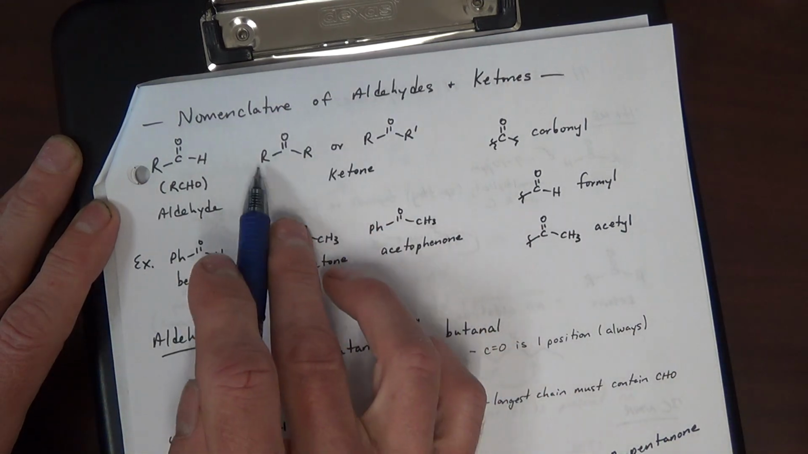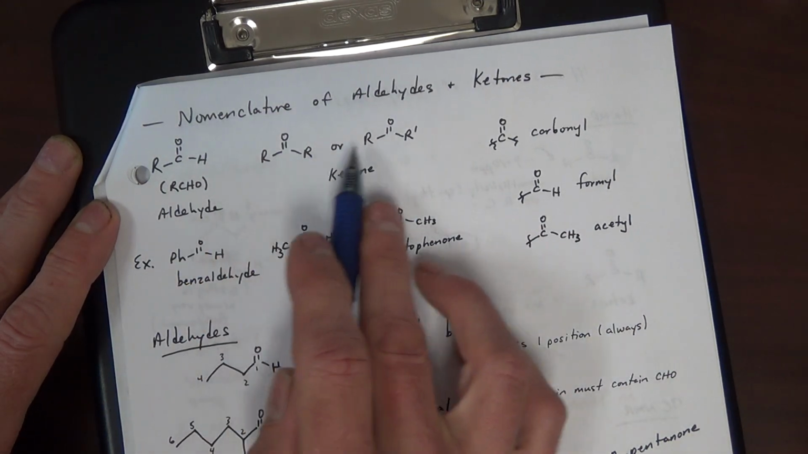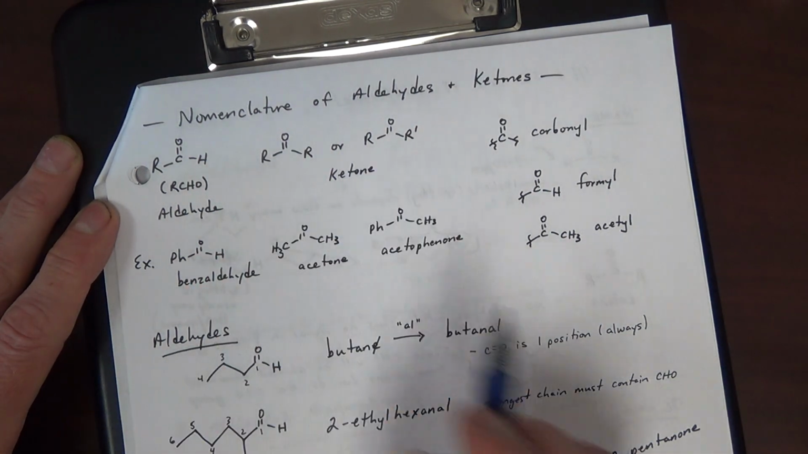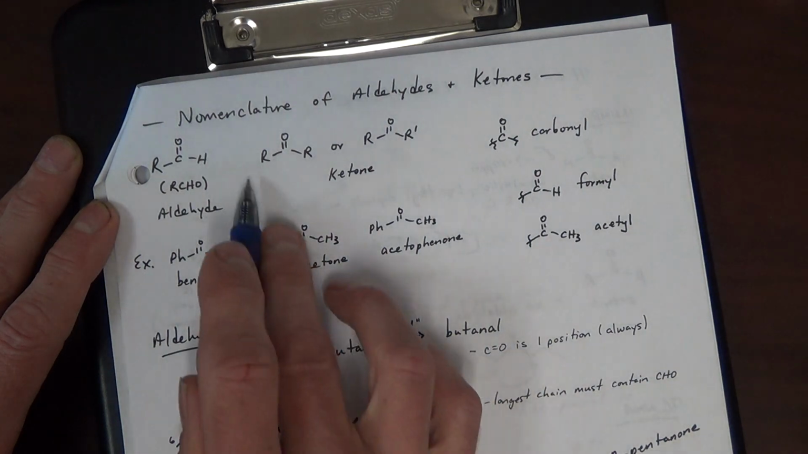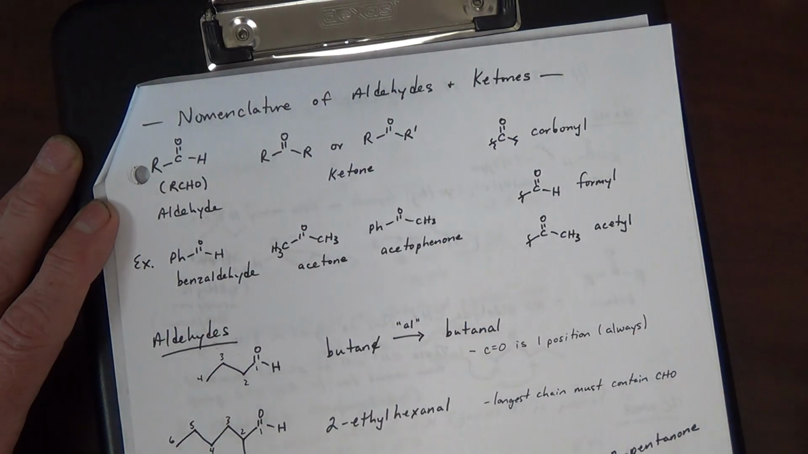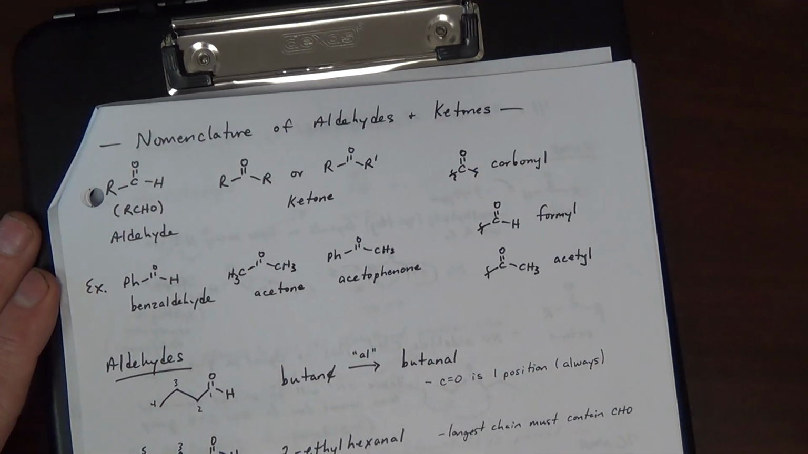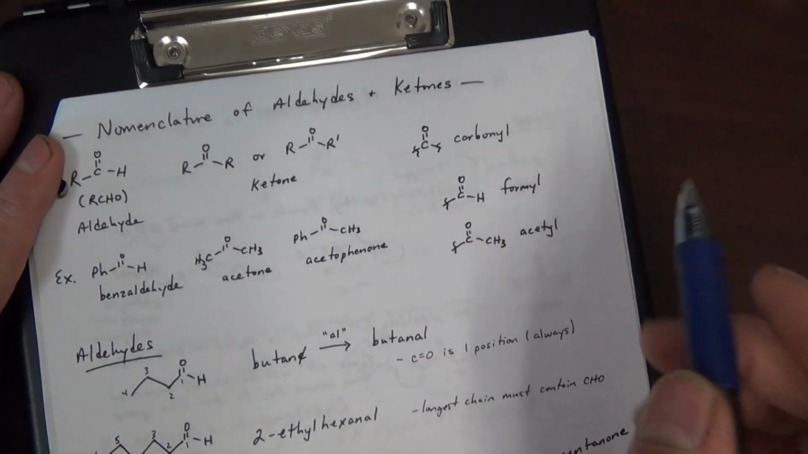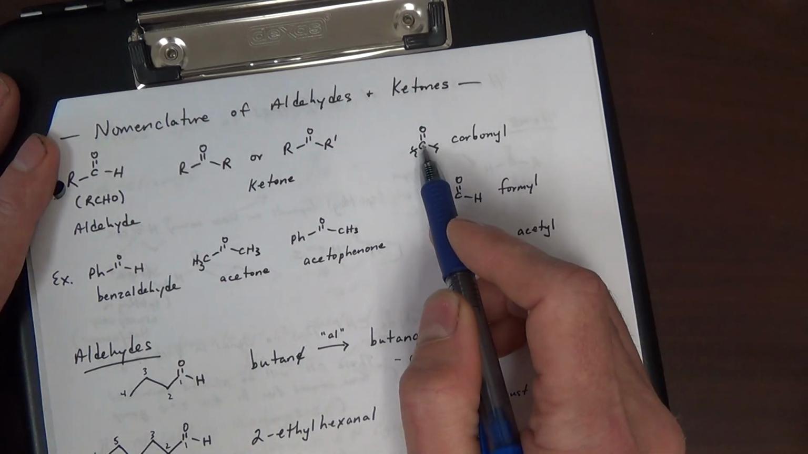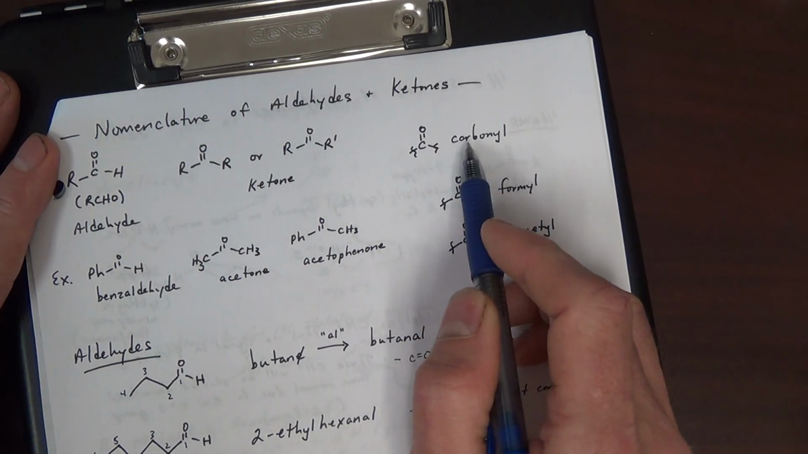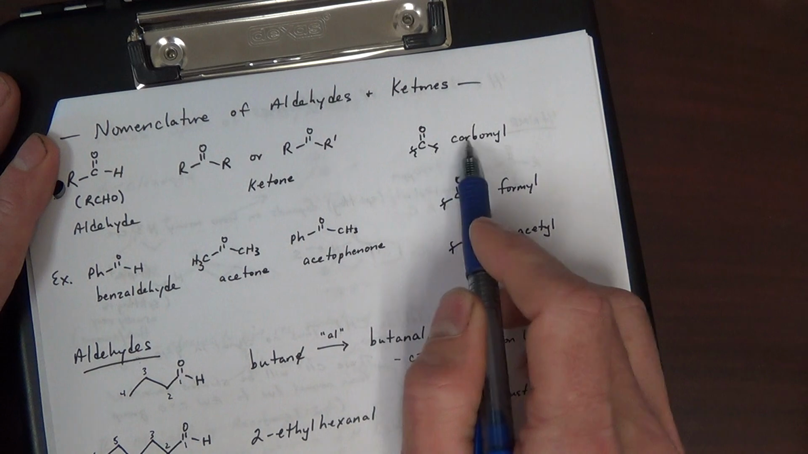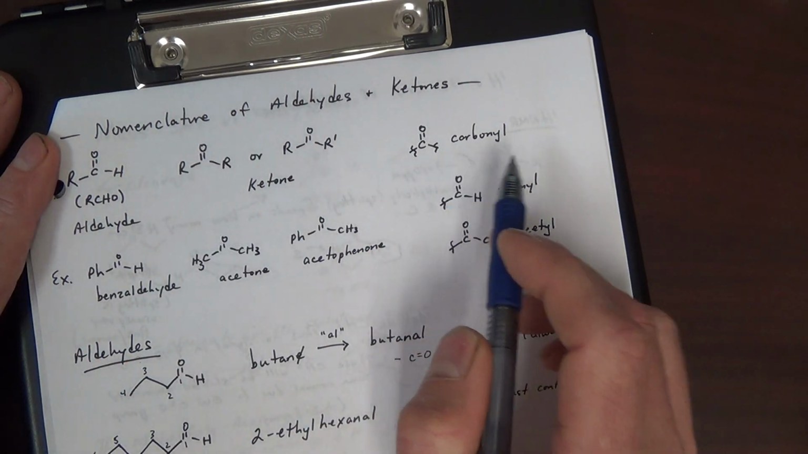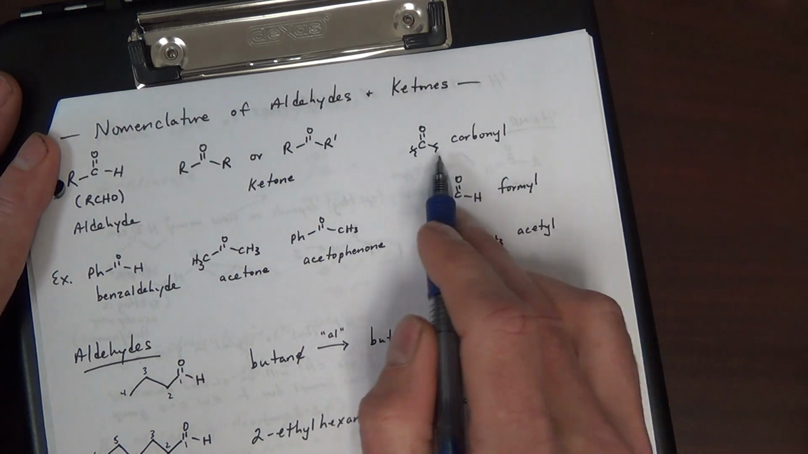Of course, ketones have two R groups. The R groups can be the same or they can be different. No big thing here, just that we can have symmetrical ketones or non-symmetrical. Some fragments here to make sure we know. Of course, the C double bond O is a carbonyl. Many functional groups contain a carbonyl: aldehydes, ketones, amides, esters, carboxylic acids, etc.